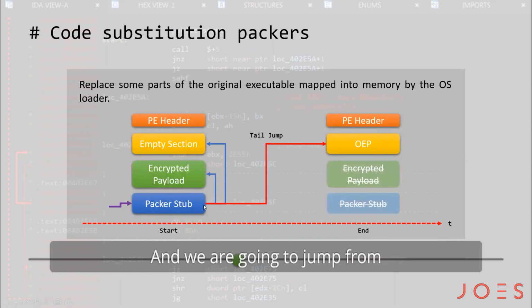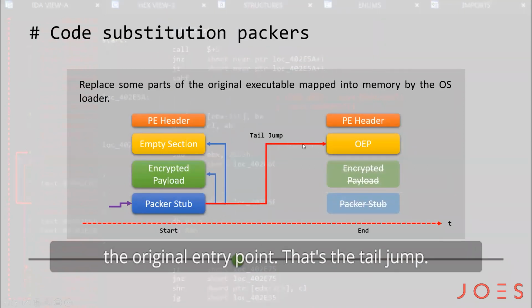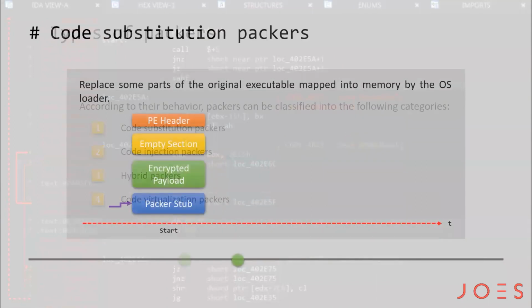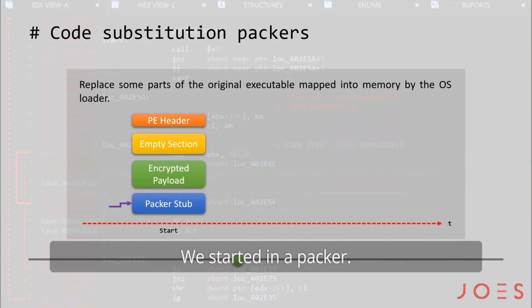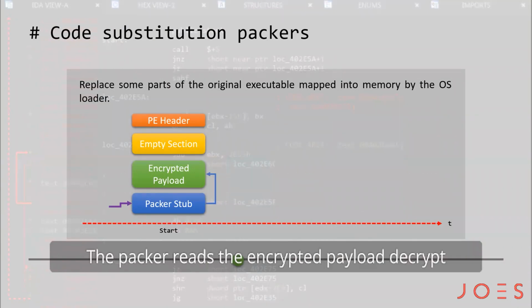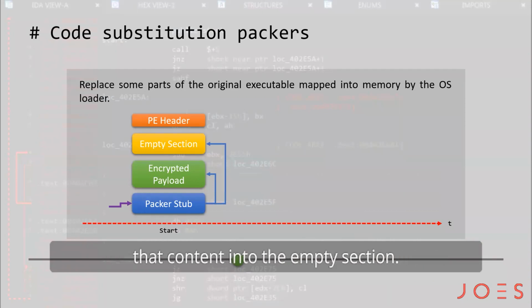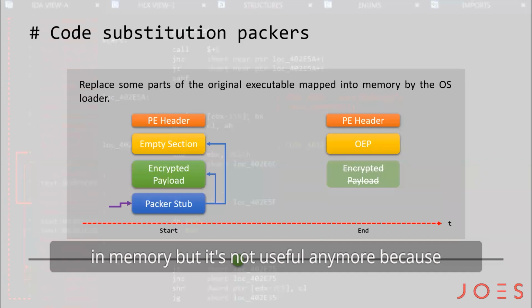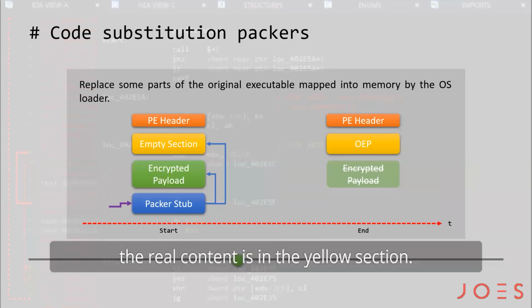And we are going to jump from the packer to the original entry point. That's the third jump. So let's do it again. We started in the packer. The packer read the encrypted payload and decrypted that content into the empty section. So at the end, we have the same header, but the empty section is no longer empty. Now it contains the original code. The encrypted payload is going to be there in memory, but it's not useful anymore because the real content is in the yellow section.